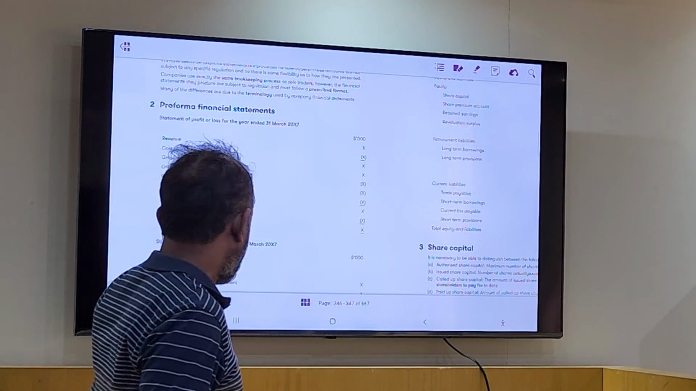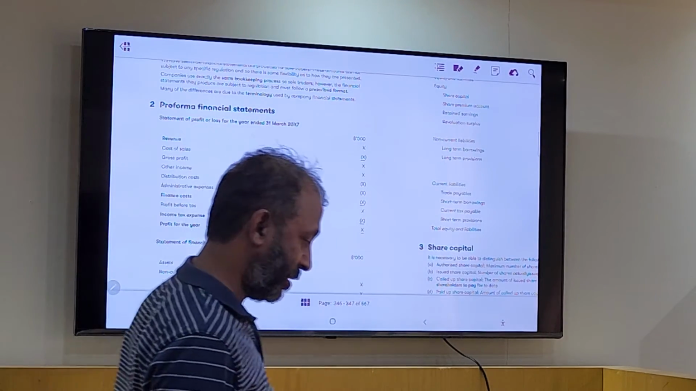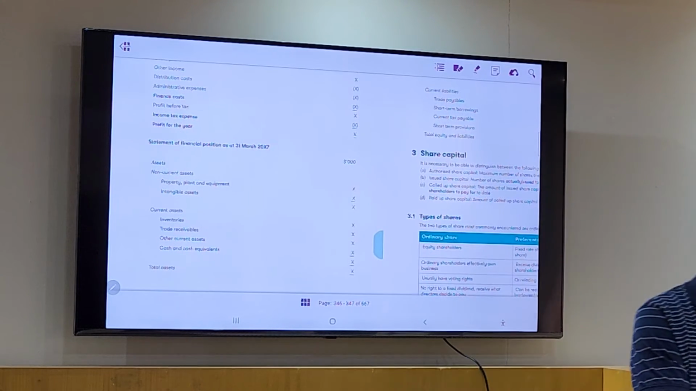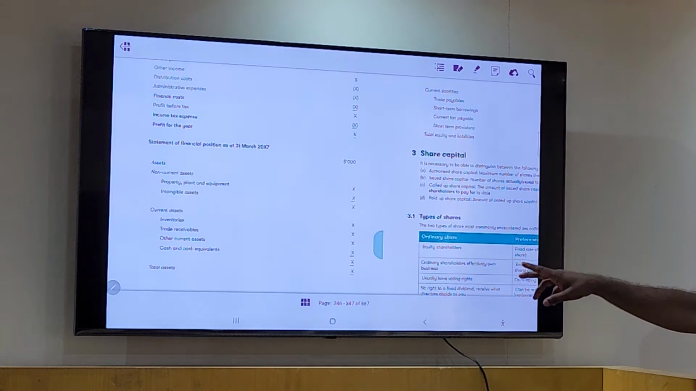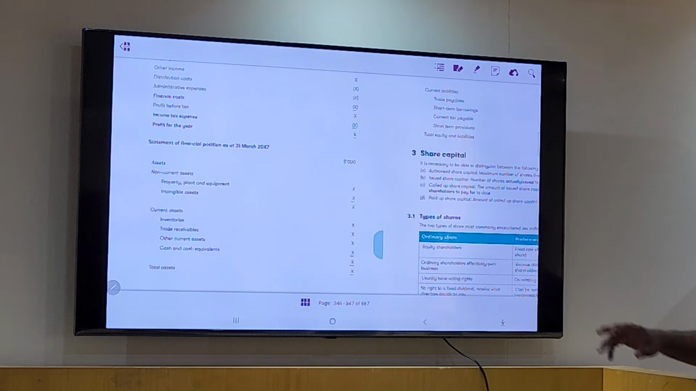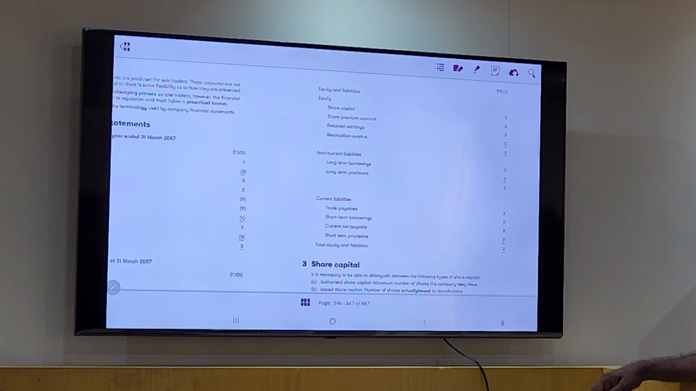So anyway, this is the profit for the year, and then you have the balance sheet, the statement of financial position. You have property, plant and equipment, IAS 16, intangible asset, IAS 38, then inventories, IAS 2. We have studied all. Then we have trade receivables, other current assets, cash and cash equivalents, that is IAS 7, which we will study later. And IAS 37, provision for contingencies.